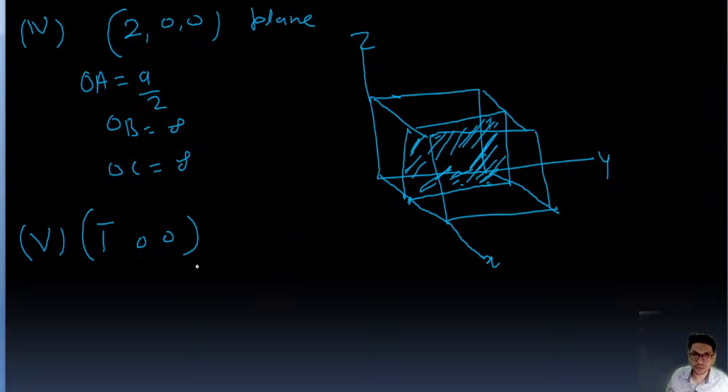So I'll show you. If this is the case, then the value of OA is going to be minus a, since 1 bar is minus a. OB is infinite and OC is infinite. So we'll make a plane which intercepts the x-axis at minus a, and is parallel to the y and z axes, because it intercepts the z axis and y axis at infinity. That we are going to make.